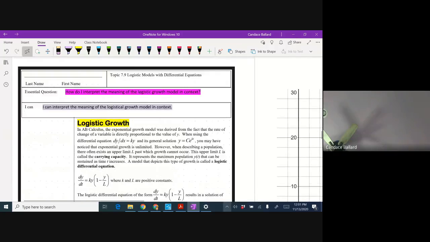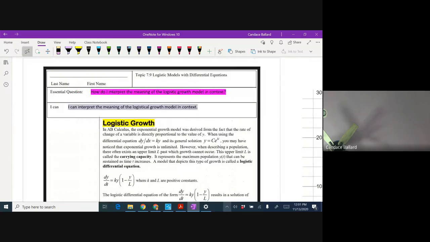You should have hopefully written down: how do I interpret the logistic growth model in context? I can interpret the meaning of the logistic growth model in context. I'm going to give you a minute to go ahead and write that down.